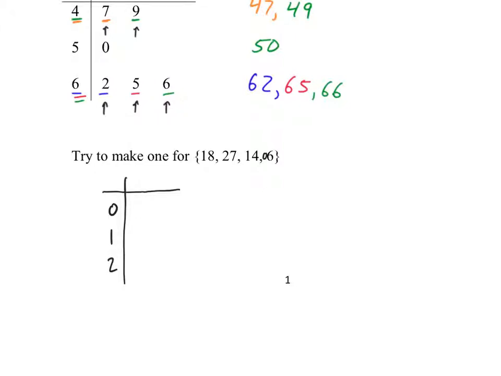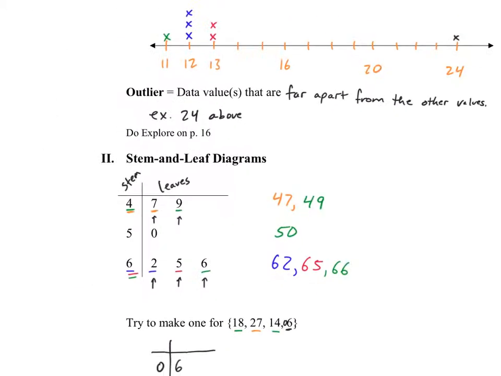And then when we're talking about the 0 row, the only one that goes there is 6, so I have 0, 6. My second row then has to include my 18 and my 14. We put the 4 closest to the line because that's the smallest, then just a little space, then we have our 8. And then our last one is our 27, so we put the 7 there, in that 20s row.